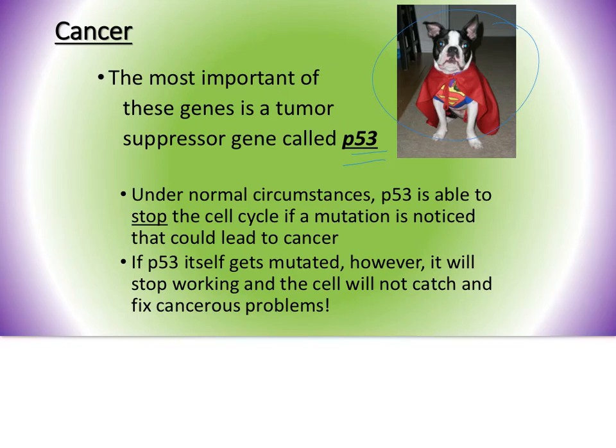So you can kind of think of P53 as like the goalie in soccer, right? It's the last person that can block the other team from scoring. If you take the goalie out, now there's nobody there to block it. And so normally this P53 will block cells from becoming cancerous, but if P53 gets damaged, it can't do its job, and there's no stopping that cancer then.